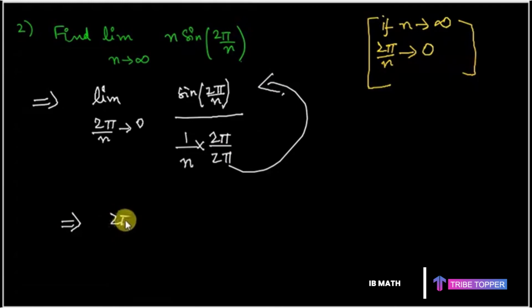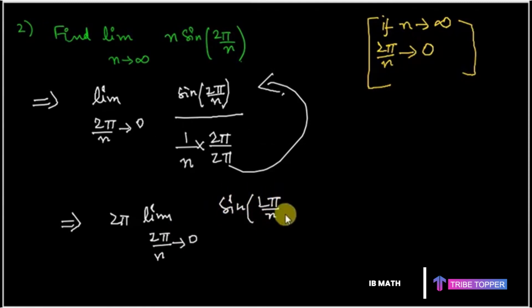So I'll write it as 2 pi limit 2 pi by n tends to 0 times sine 2 pi by n upon, we have successfully created this 2 pi by n in the denominator. So I can write this n at the bottom as 1 upon 1 by n, and 2 pi I have created by multiplying and dividing. So you just take this 2 pi at the bottom, goes to the top and goes outside the limit, and this part is now 1. So my final answer is just 2 pi into 1.